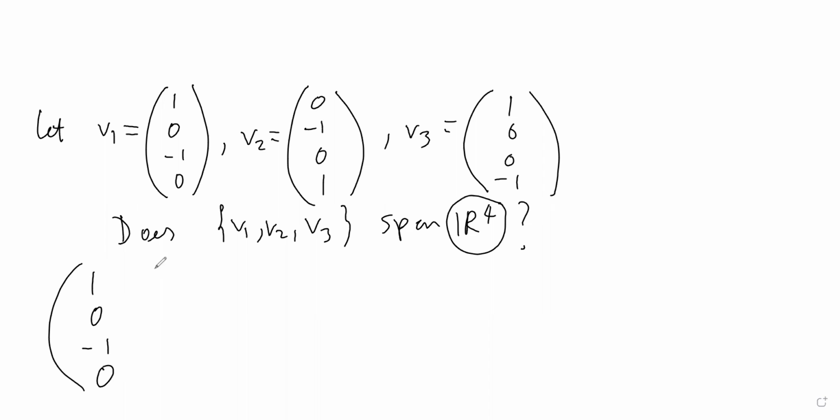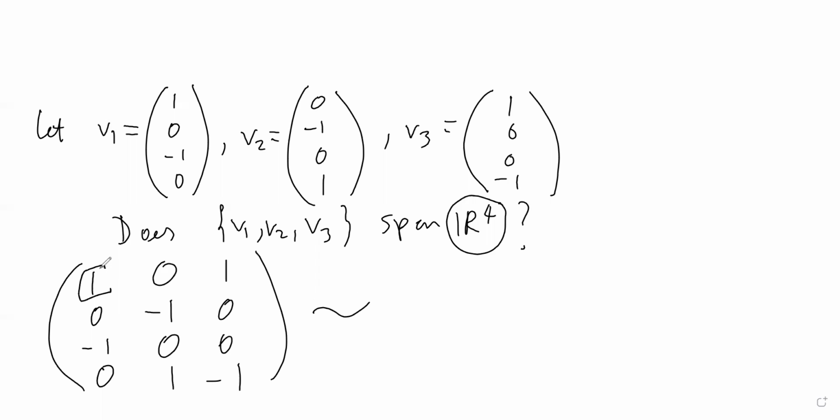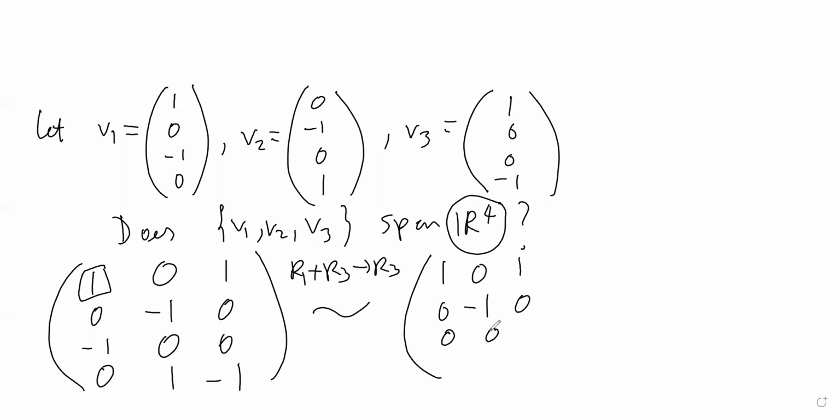So put those as the columns of the matrix. Then we'll reduce it. This is our pivot position. So we're going to make the third one 0. So R1 plus R3, and we put it back in R3. 1, 0, 1, 0, negative 1, 0. And this is just going to be 0, 0, 1. And this is still the same right here, right?